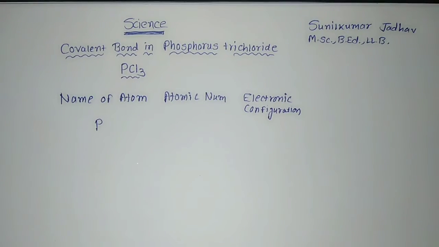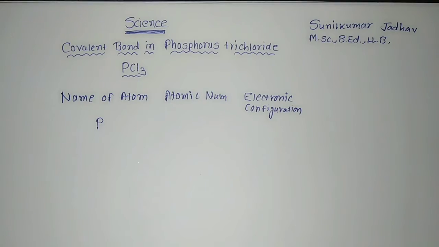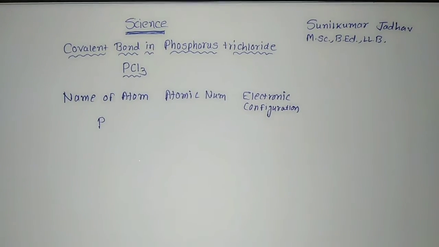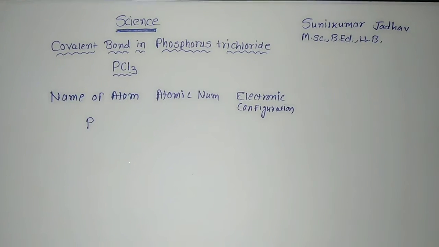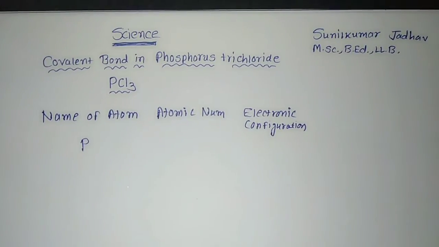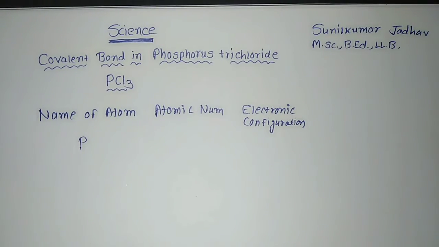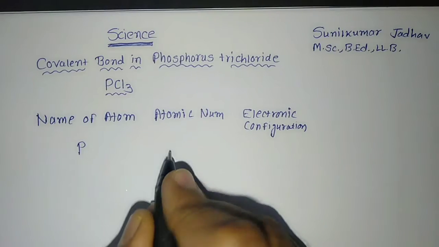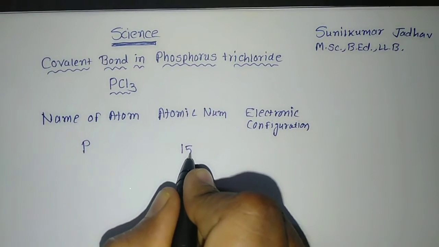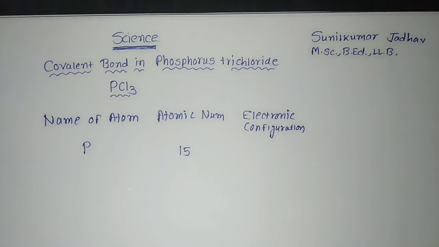So first of all, I'll take the first atom, that is phosphorus. What is the atomic number of phosphorus? In the periodic table, we'll calculate the atomic number of phosphorus. The periodic table begins with hydrogen, helium, lithium, beryllium, boron, carbon, nitrogen, oxygen, fluorine, neon, sodium, magnesium, aluminum, silicon, phosphorus. So its atomic number is 15. I will write the electronic configuration. You know how to write the electronic configuration.